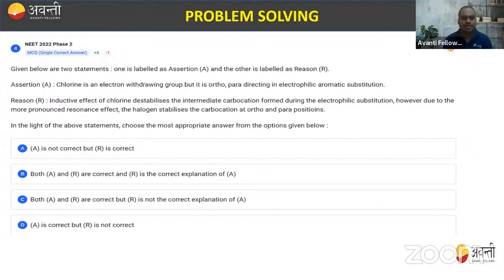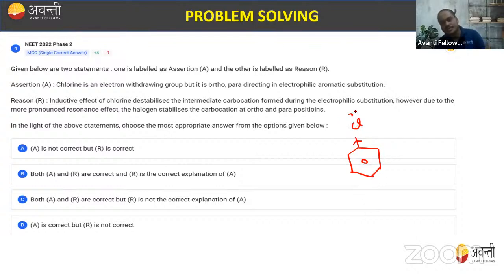So the assertion is that chlorine is an electron withdrawing group, but it is ortho para directing in electrophilic aromatic substitution. Right. So they are saying if we have benzene and a chlorine group is attached to this, we all know chlorine is an electron withdrawing group, but it is an ortho para directing group in electrophilic substitution. So is this true? Yes, it is definitely true.